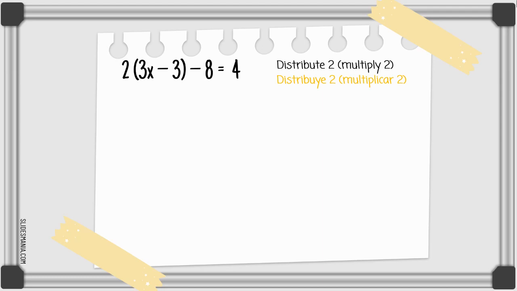We need to distribute again. Necesitamos multiplicar por 2. 2 times 3x is 6x. 2 por negativo 3 es igual a negativo 6. Bring down the minus 8 and the 4.